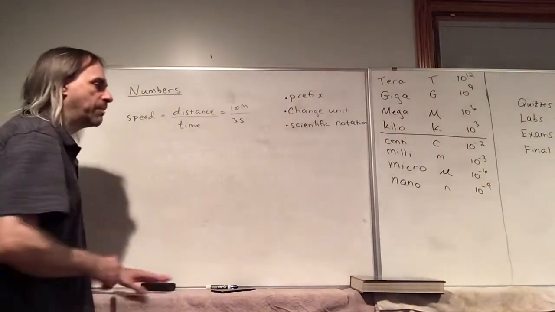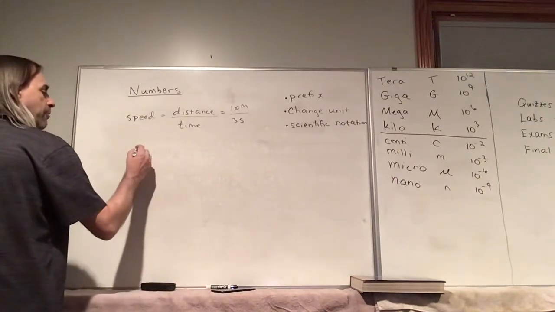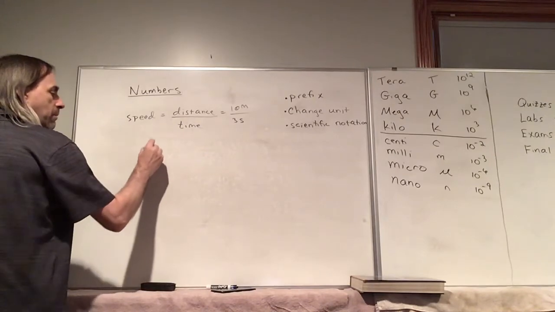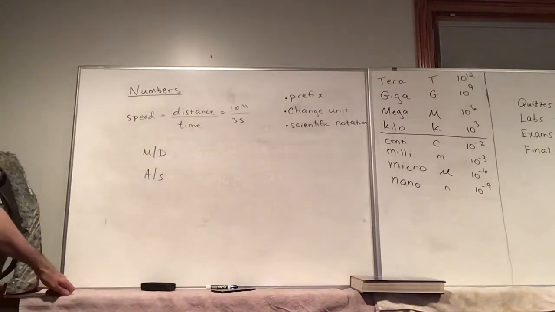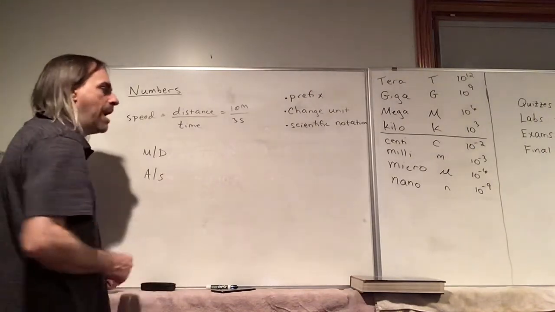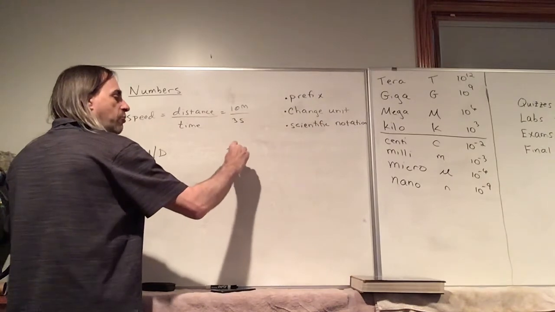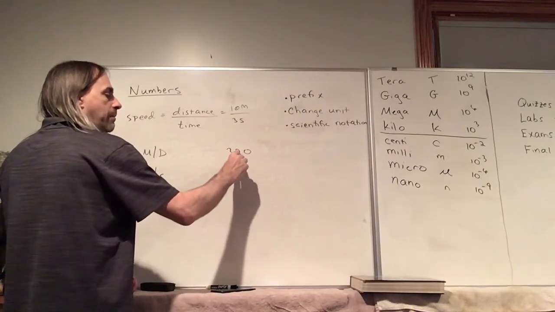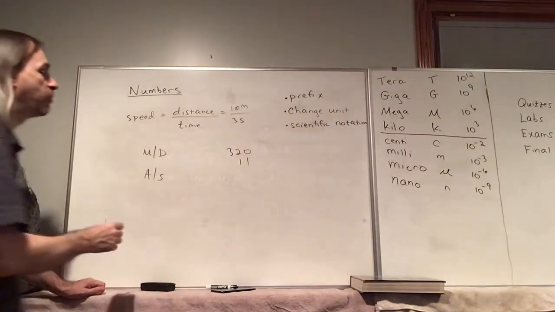And there's 2 rules the book talks about. There's multiplication and division, and addition and subtraction. So these are 2 operations. So let's say we multiply 2 numbers. Let's say 320 times 11. All right, let's multiply these.